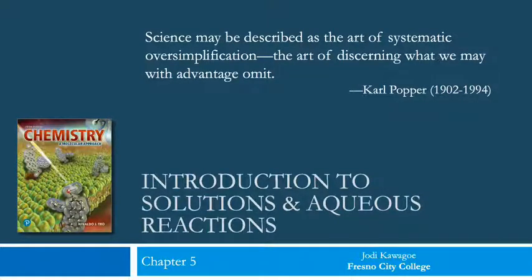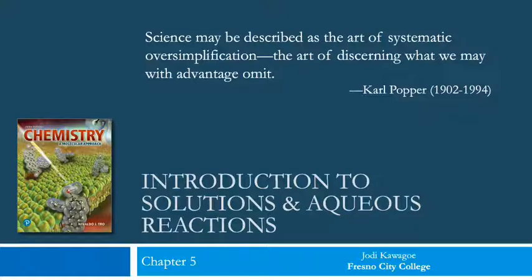Chapter 5, quote from Karl Popper, "Science may be described as the art of systematic oversimplification, the art of discerning what we may with advantage omit." And that definitely describes Chem 1A. I've mentioned that we lie to you sometimes. It's not really lying, but we are omitting confusing details. So we're leaving some things out, and we're just looking at the stuff that helps us to understand.